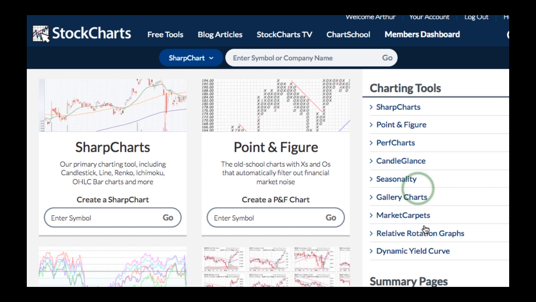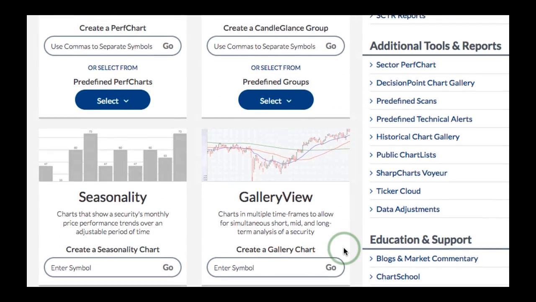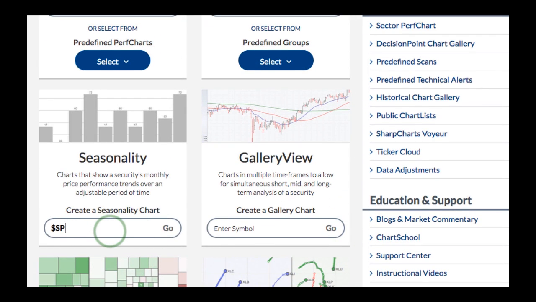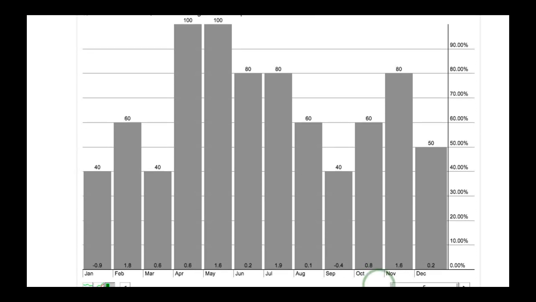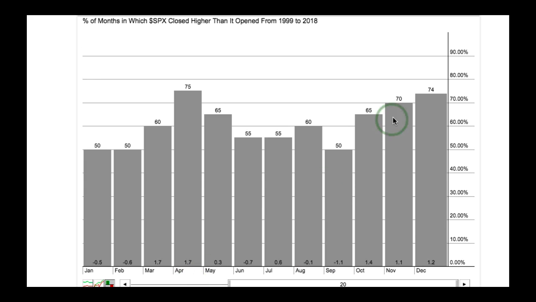And then, of course, we have the seasonality charts. If you scroll down on the free charts page, you can enter $SPX to see the seasonality chart for the S&P 500. If I open this up to 20 years, you can see that November and December have been bullish over the last 20 years, up 70 and 74% of the time. So that's something maybe to consider, but again, watch the chart. Keep in mind that the S&P 500 is now down so far in November, so this does not work all the time. Nothing works all the time. You need to look at the price chart.